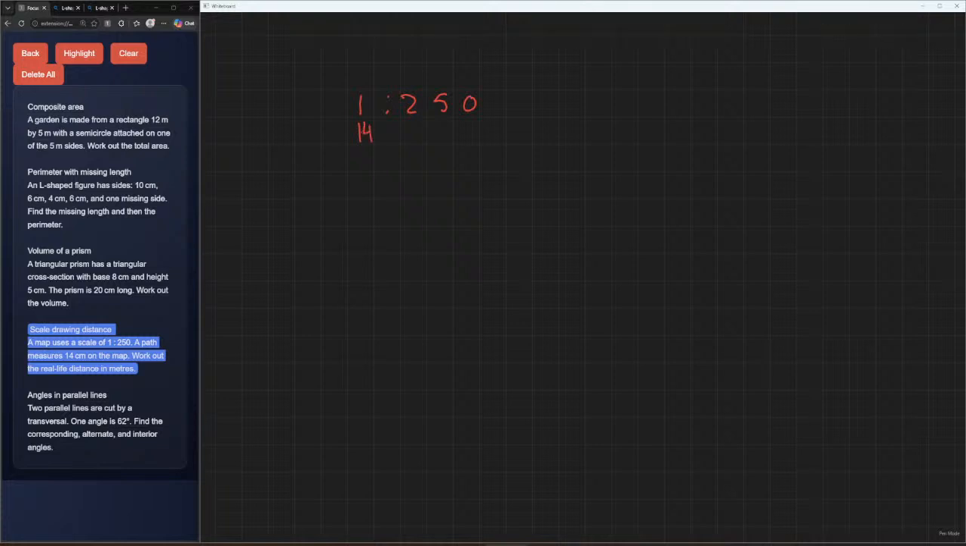Let me assume this is 14. So if this is 14 centimeter and 250 times 14, can you draw 1, 0, 0, 20, 0, 2, 10, 4, 8, 10, and then 0. And this is in meters, 3.5. Let's see.